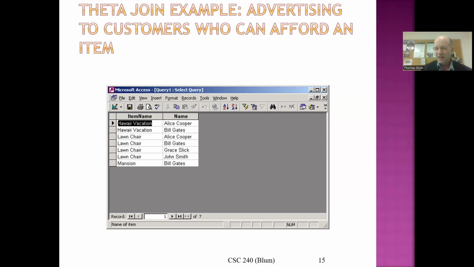So this is a theta join. We're combining two tables on a condition. That condition is not equality. It is an inequality, a less than, and that's what we mean by a theta join.